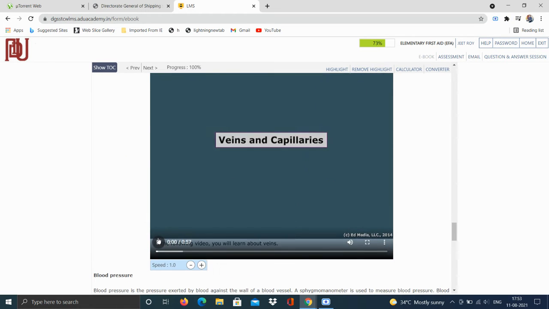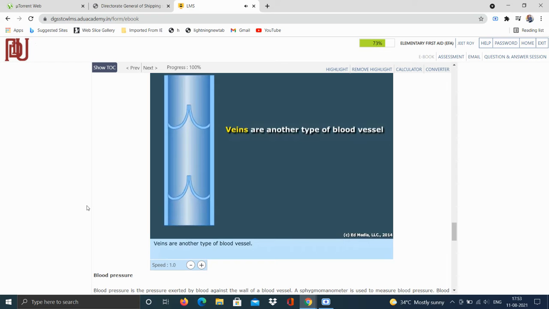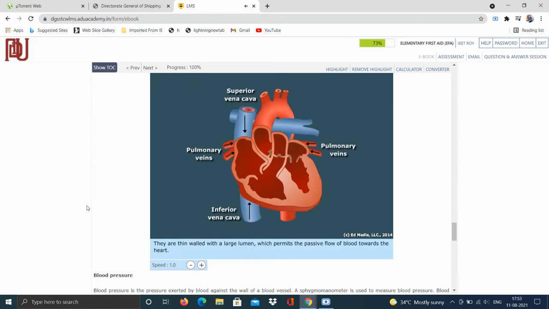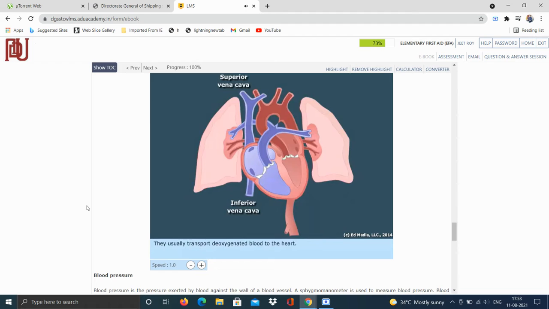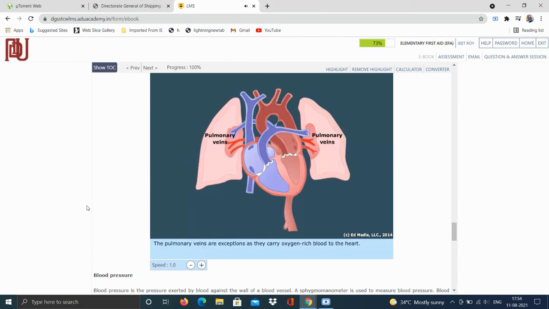In the following video, you will learn about veins. Veins are another type of blood vessel. They are thin-walled with a large lumen which permits the passive flow of blood towards the heart. They usually transport deoxygenated blood to the heart. The blood can only flow in one direction due to the presence of valves that help prevent backflow when closed. The pulmonary veins are exceptions as they carry oxygen-rich blood to the heart.